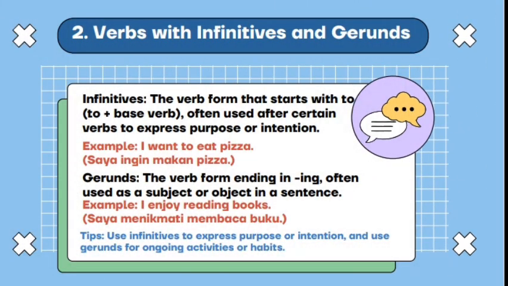Verbs with infinitives and gerunds. Infinitive: the verb form that starts with to plus base verb, often used after certain verbs to express purpose or intention. Example: I want to eat pizza. Gerunds: the verb form ending in -ing, often used as a subject or object in a sentence. Example: I enjoy reading books. And tips: use infinitives to express purpose or intention, and use gerunds for ongoing activities or habits.